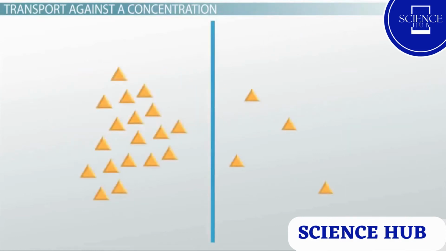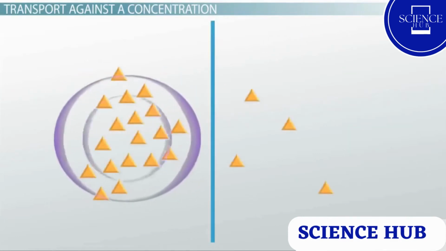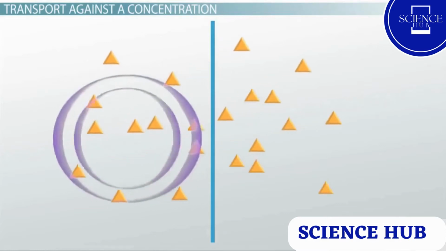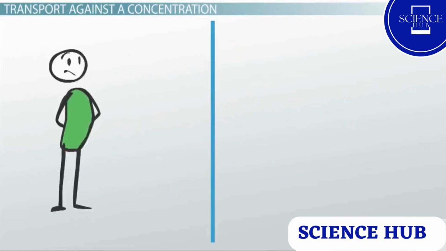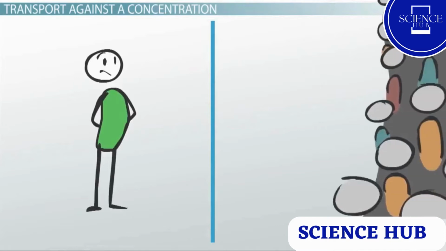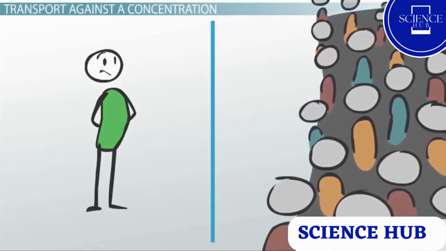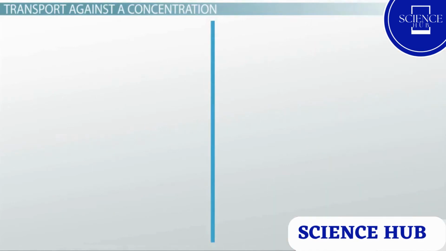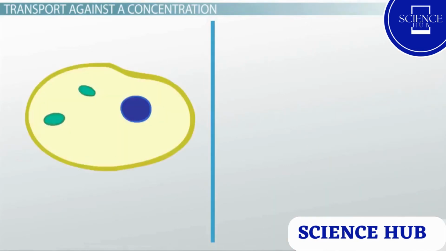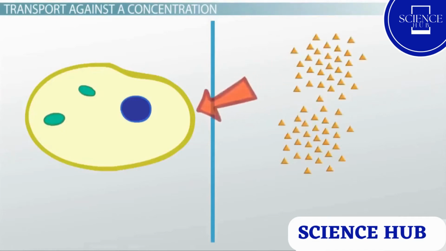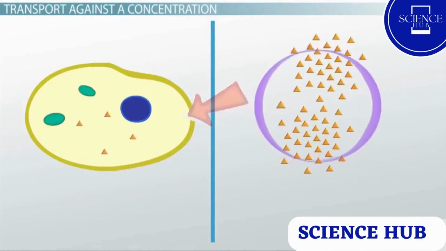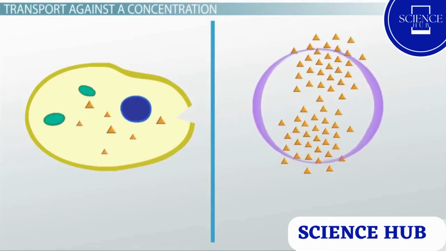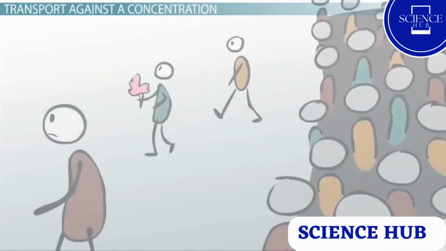Remember that a concentration gradient is the gradual difference in solute concentration between two areas, much like you standing outside the fair while there are thousands of people inside. There is a higher concentration of people inside the fair. So when a cell needs to transport something along a concentration gradient, or from an area of high concentration to an area of low concentration, it does this by passive transport. This would be like people leaving the fair because it's crowded.